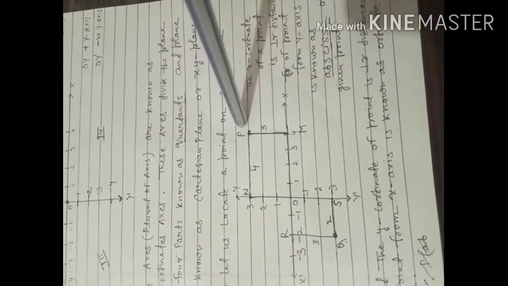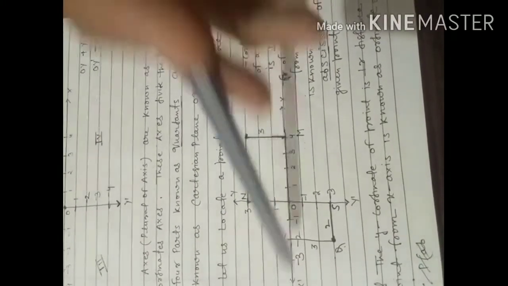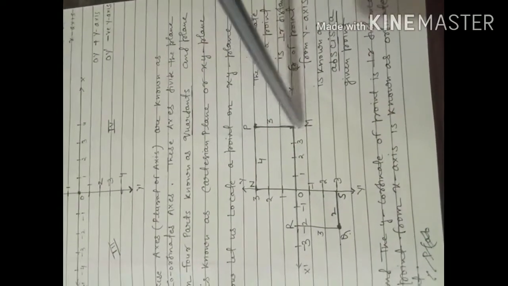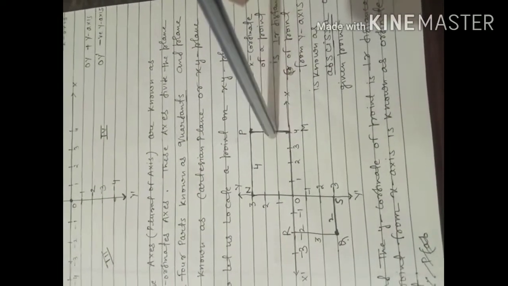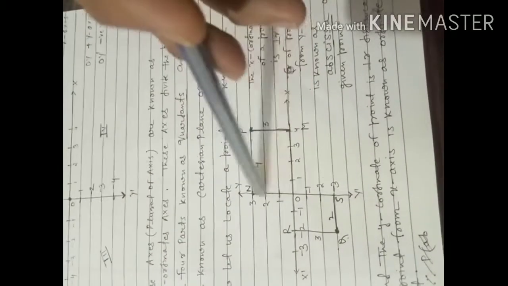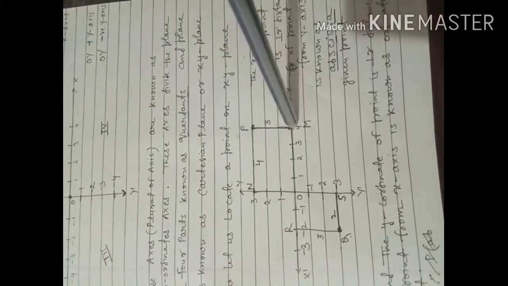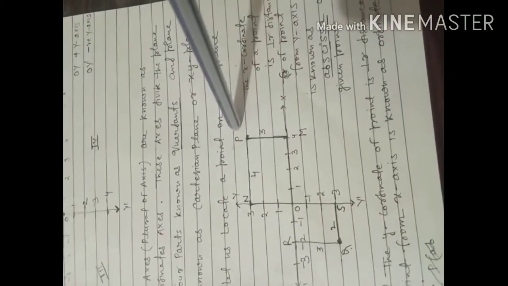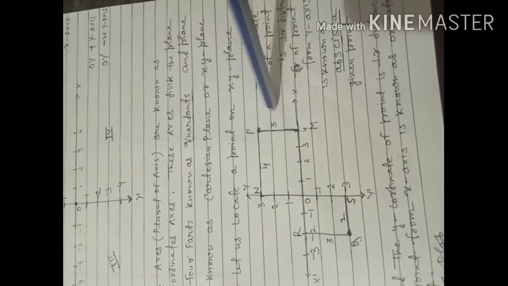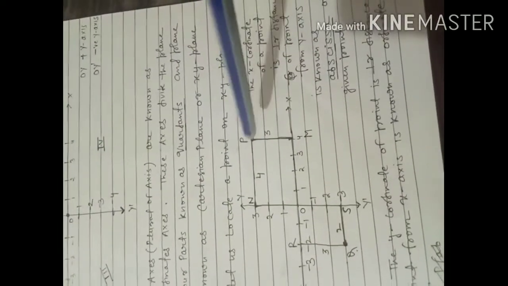Similarly, the perpendicular drawn from point P on the x-axis is 3 units. This is our PM, perpendicular to the x-axis, which is 3 units, and PM is equal to 3 units because ON is equal to 3 units. This distance PM is known as the ordinate of point P, or the y coordinate of point P. Therefore the y coordinate of the point P is 3, or the ordinate of point P is 3.